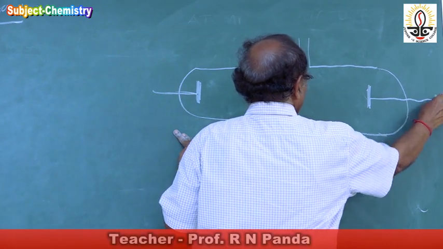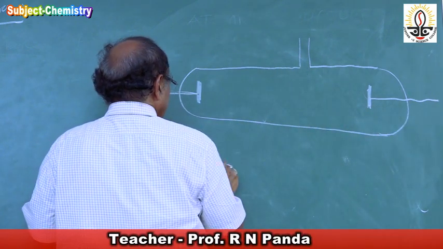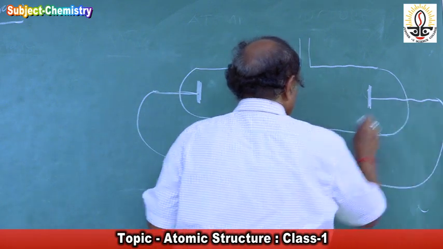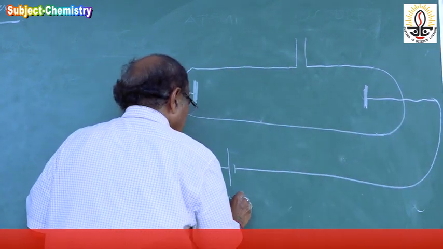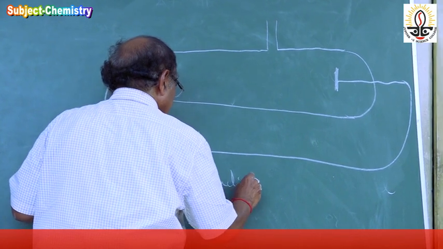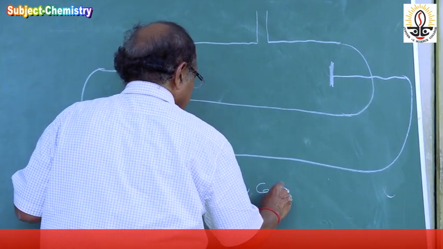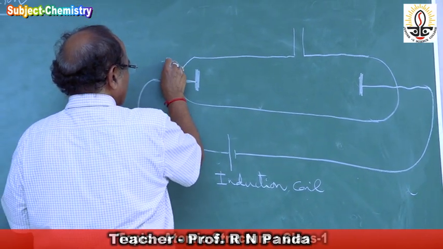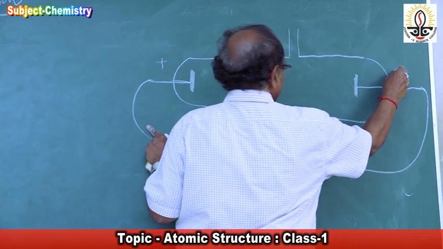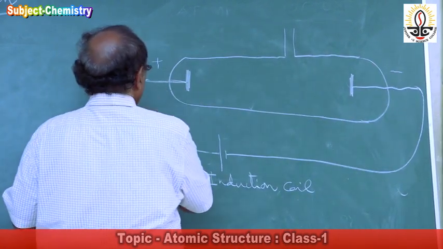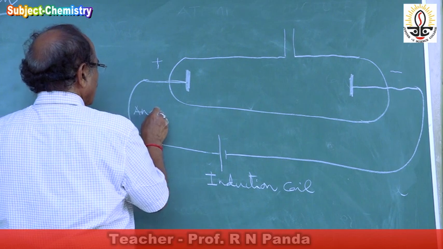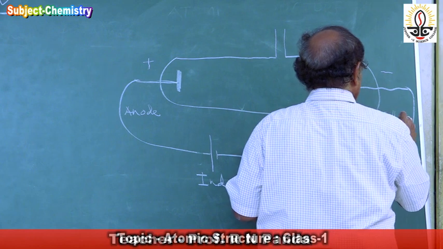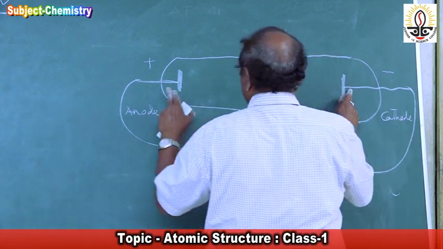The two electrodes were connected to an induction coil, where a high voltage of electricity is generated. This is the positively charged electrode, and this is the negatively charged electrode. The positively charged electrode is called the anode, and the negatively charged electrode is called the cathode. They took metallic electrodes.